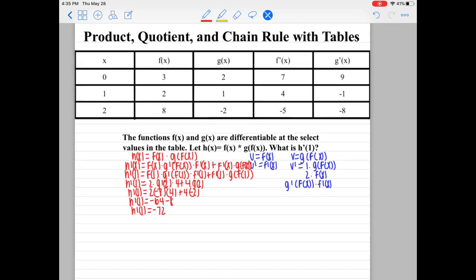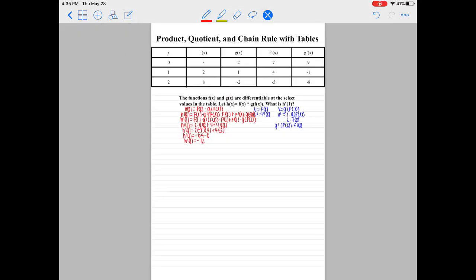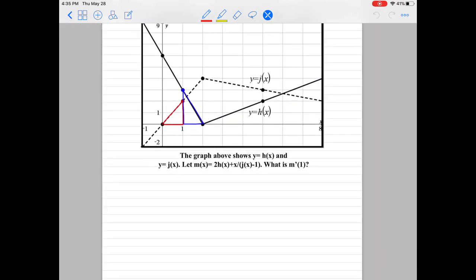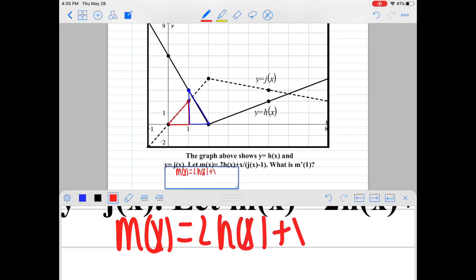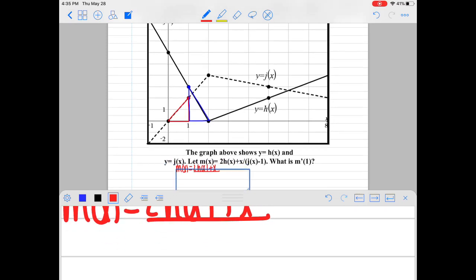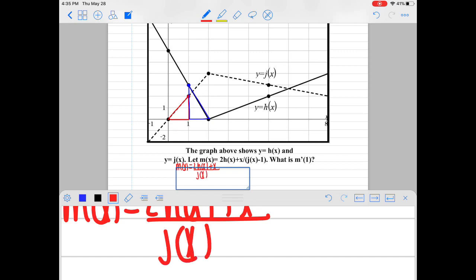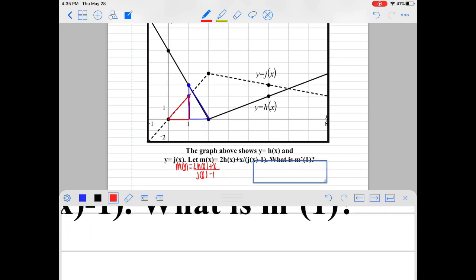So in this problem, you can see how both product and chain rule were utilized. So in this example, we are going to be looking at a graph to find our values. And the function given is m of x equals 2h of x plus x divided by j of x minus 1. So we are going to be utilizing the quotient rule.